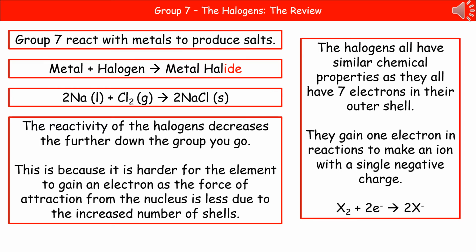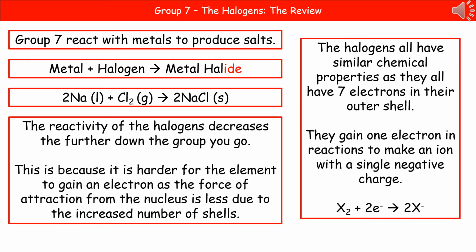So just remember that if we're starting off with our halogen, then we're going to change the ending of it to an -ide when it's joined with the metal. So the reactivity of our halogens will decrease the further down the group you go, because it's going to be harder for the element to gain an electron as the force of attraction from the nucleus is less because we've got more shells there. Do remember though, they all have similar chemical properties because they're all in group 7 and therefore all have 7 electrons in their outer shell.